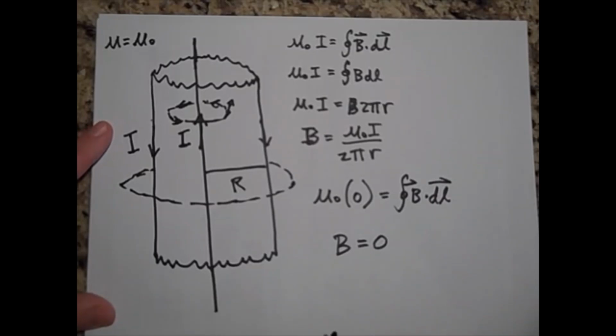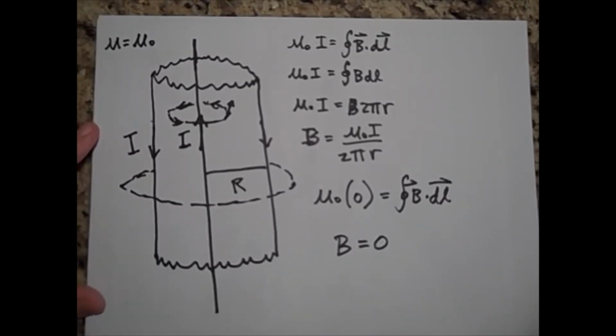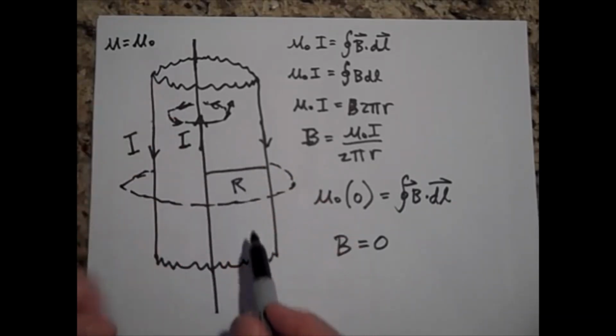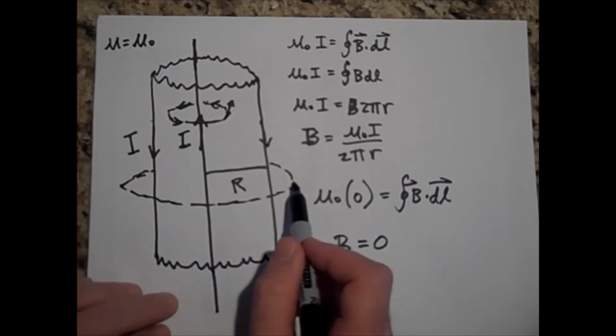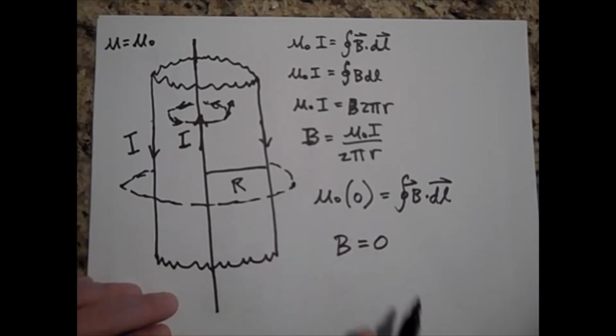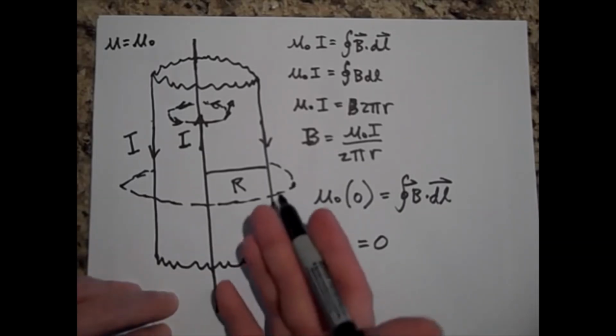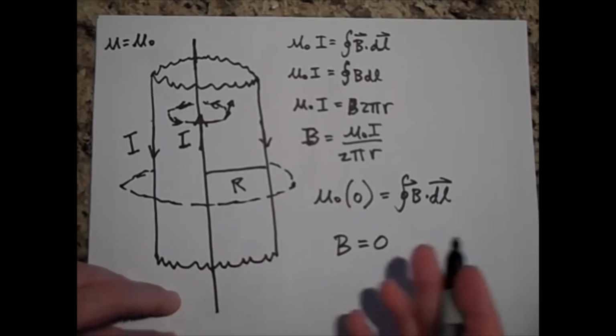And so what that means is that when you use a coaxial cable, even though you have all this current running through here, you don't have to worry about it making magnetic fields outside of it. The magnetic field outside of a coaxial cable a lot of times is 0.